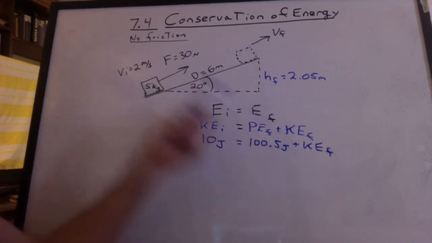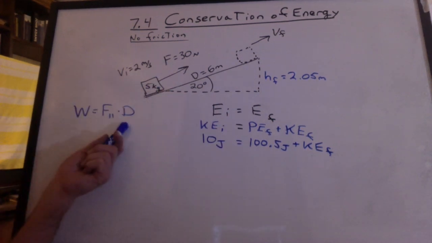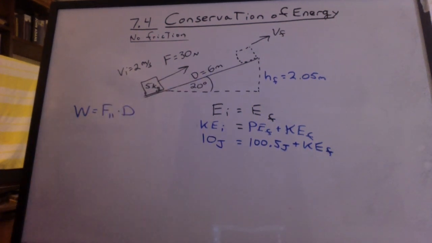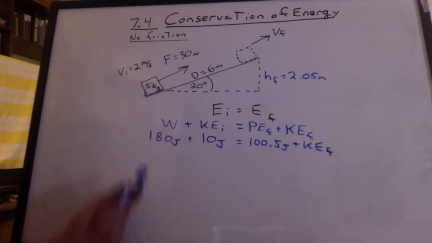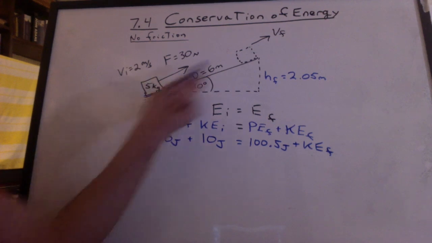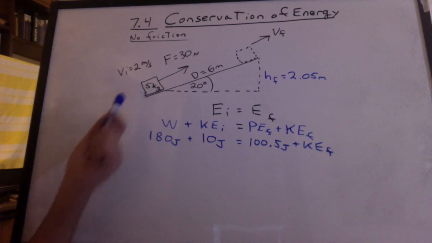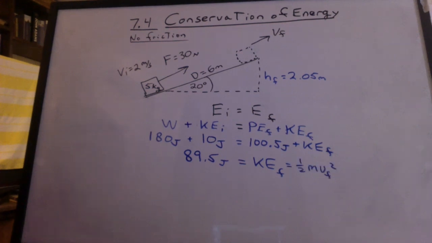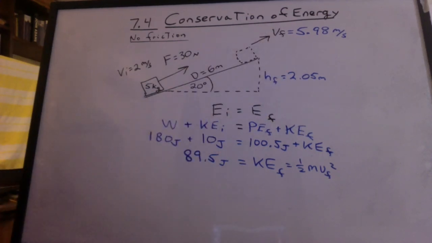Well, maybe it has something to do with the work that I did. My work is the force parallel times the distance. And that work is going into these energies. So we'll add it right here. It's a positive work. So I'm adding 180 joules of work to the 10 joules that I have initially of kinetic energy. And that'll leave me with 89.5 joules of kinetic energy. And of course, now we can use 1/2 mv squared, and we get 5.98 meters per second.